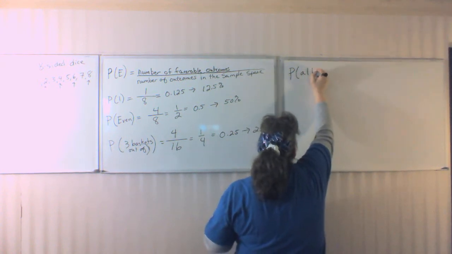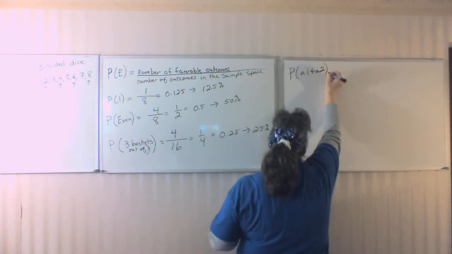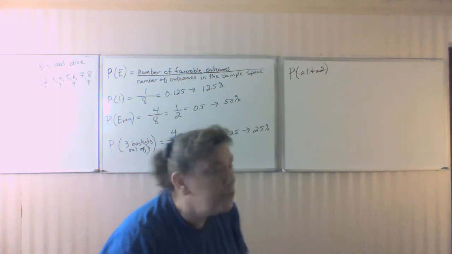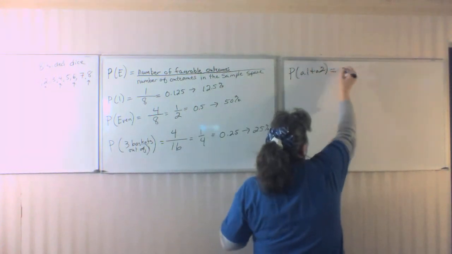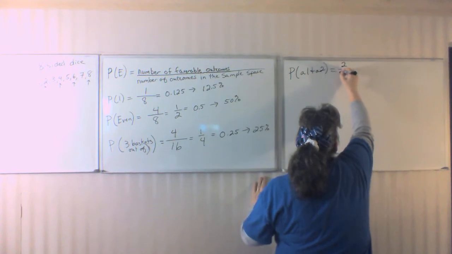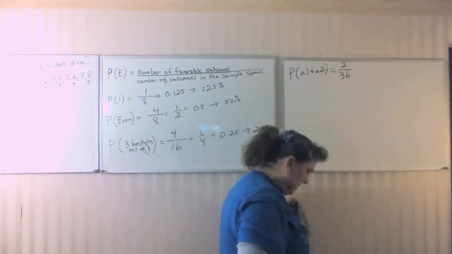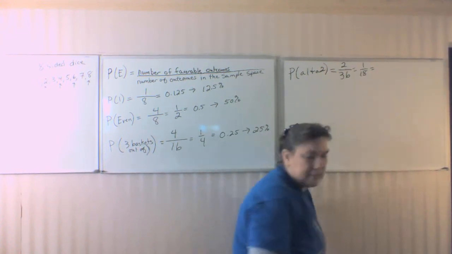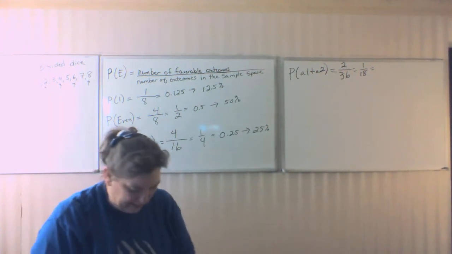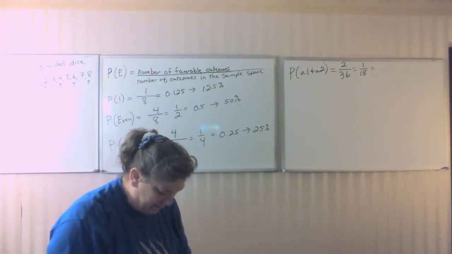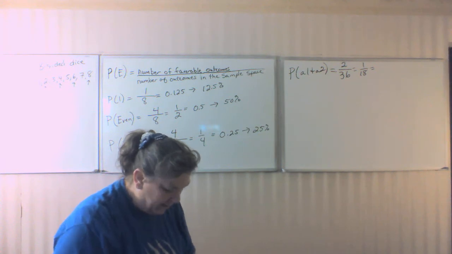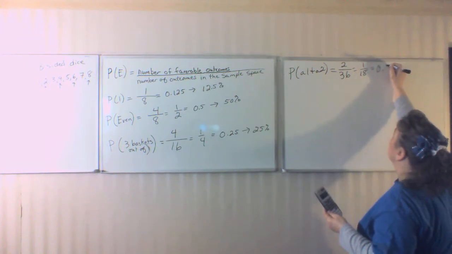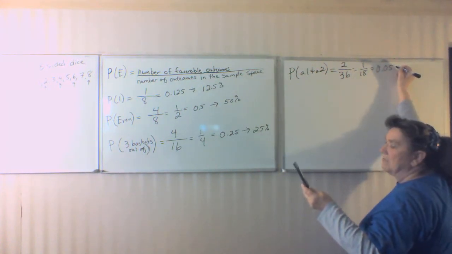a 1 and a 2. Okay? Well, I actually have 2 of them that do that: 1 2 and 2 1. So for the probability, there's 2 of them, and there's 36 in your sample space, which means this is 1/18, which is equal to, let's look at that, 0.055 repeating.